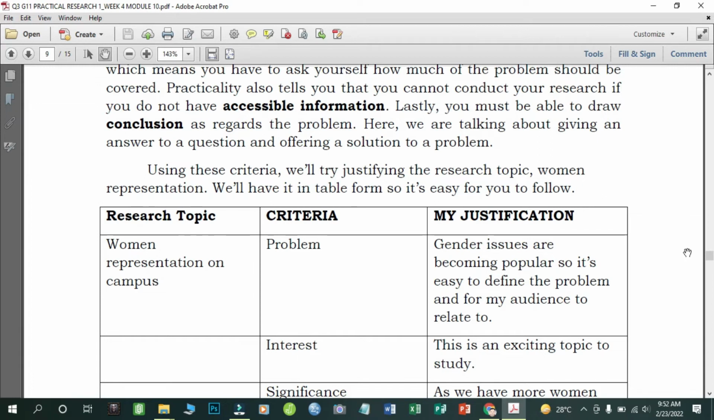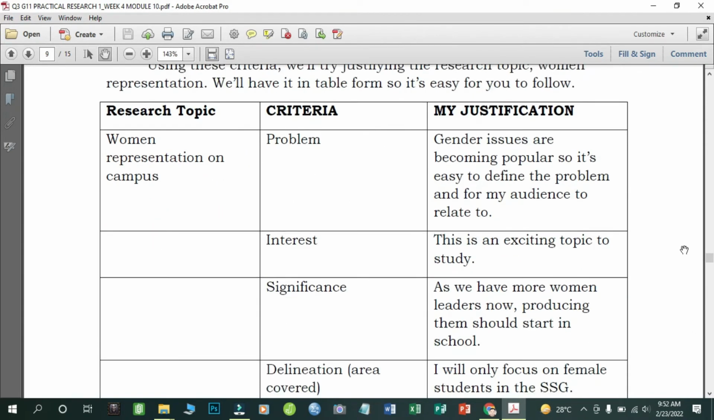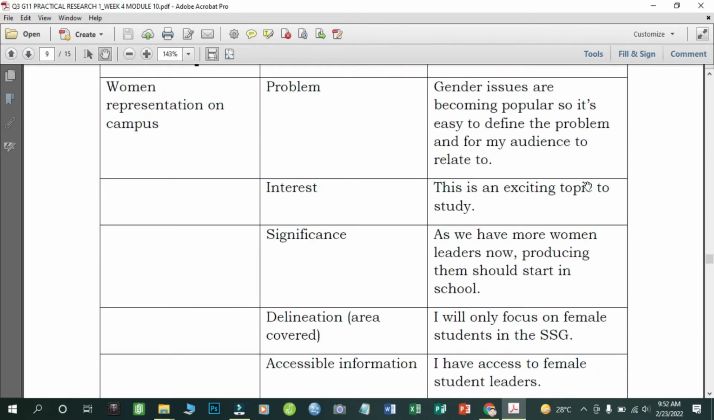So women representation, we'll have it in table form so it's easy for you to follow, okay. So we have here our research topic: women representation on campus. So this is the criteria. Problem, so this is a justification: gender issues are becoming popular, so it's easy to define the problem and for my audience to relate to. Interest: this is an exciting topic to study. And the significance: as we know, there are more women leaders now, so producing them should start in school, okay.